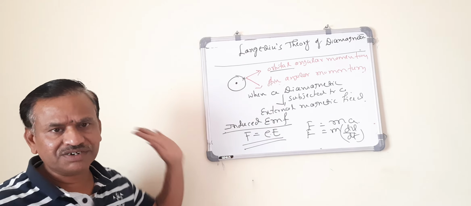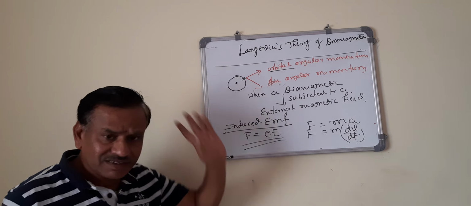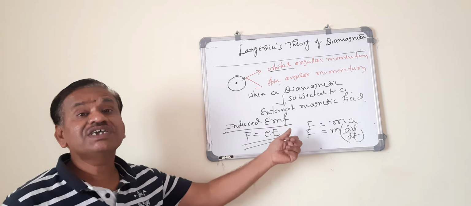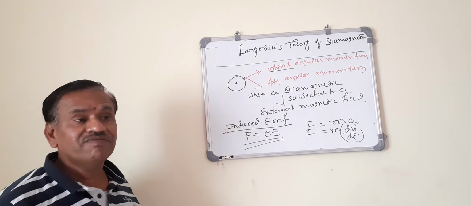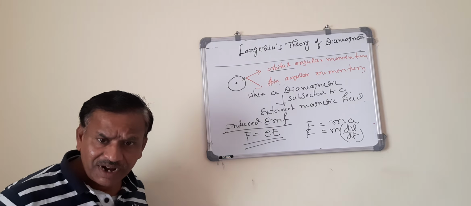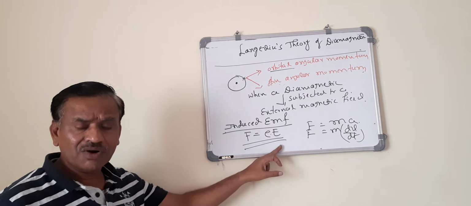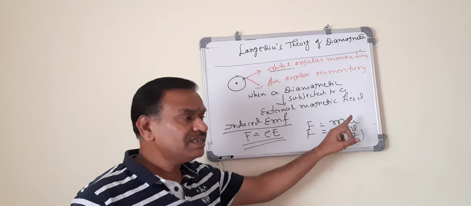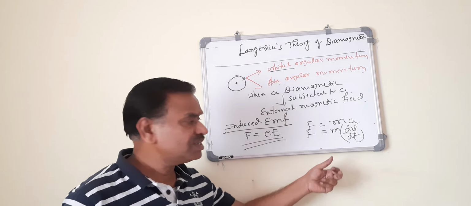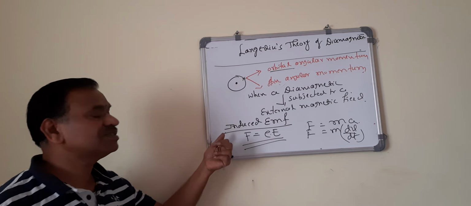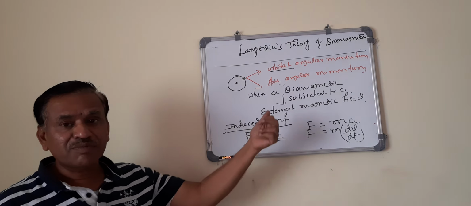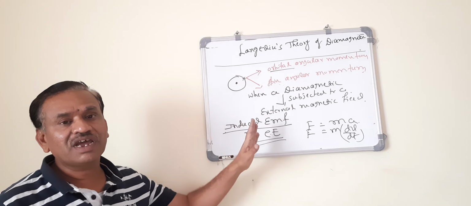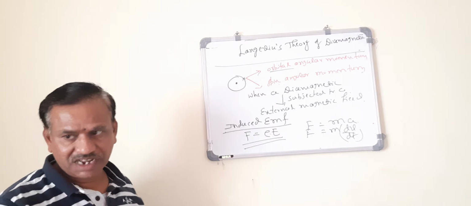No dipoles are present. But if you apply an external magnetic field, an induced EMF is produced. When there is a voltage, there must be an electric field, that is F equals E times charge. Then we know from mechanics that F equals m times a, and acceleration is the rate of change of velocity. So the velocity changes in a diamagnetic material when it is subjected to an external magnetic field. This is Langevin's theory of diamagnetic material.